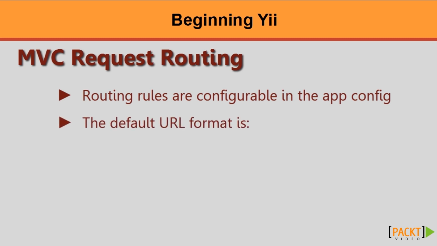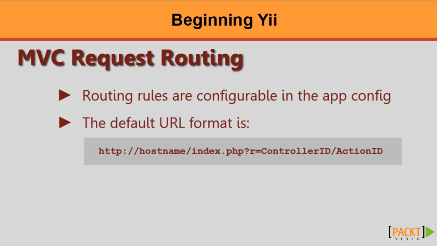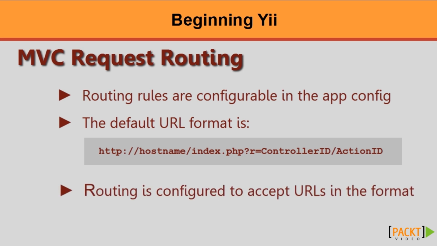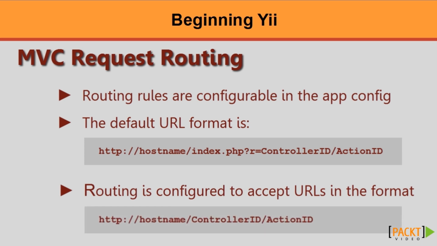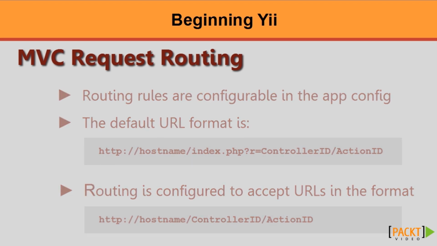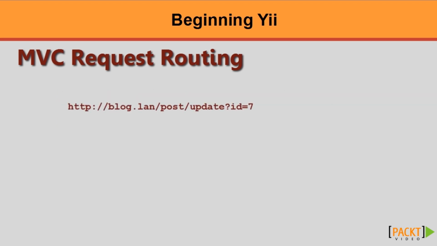The default URL format is http://hostname/index.php?r=controller-id/action-ID. However, for the rest of this course, we're going to use a more SEO-friendly format and thus configure the routing to accept URLs in the format hostname/controller-id/action-ID. The application component will parse the incoming URL and decide to which controller the request is sent.